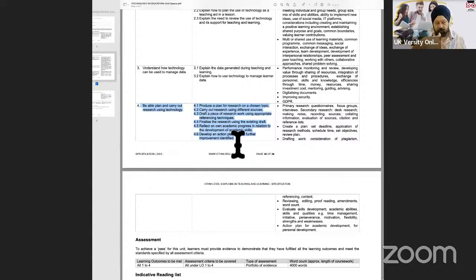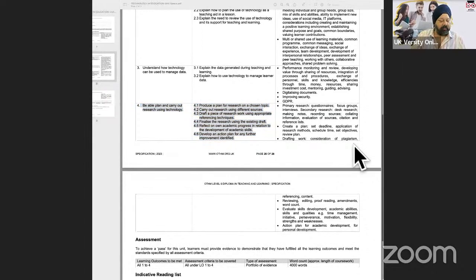And that is what we need to put together for this particular learning outcome. We'll discuss, and I'll show you a couple of things tomorrow to be able to cover this learning outcome.